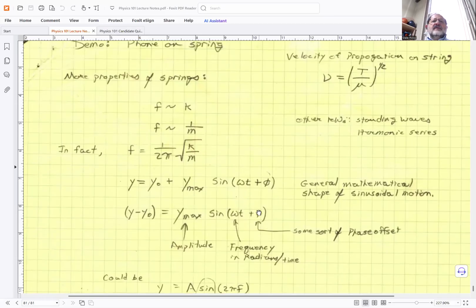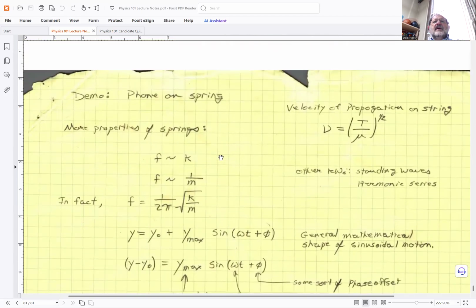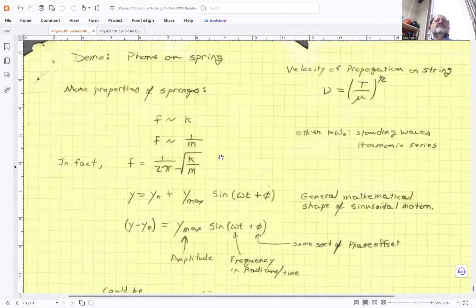Now it turns out that if you know anything about how something oscillates, if they oscillate with a simple harmonic motion. Now, what is meant by simple harmonic motion? Now, what I'm going to do, hold on a minute.